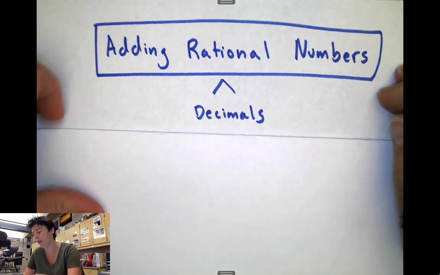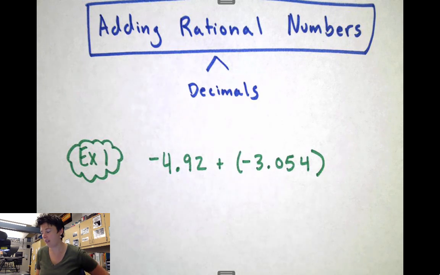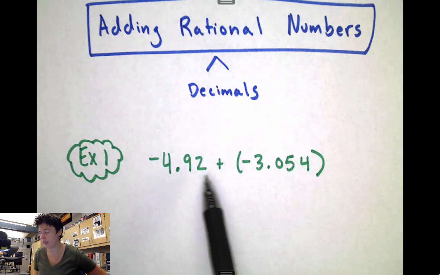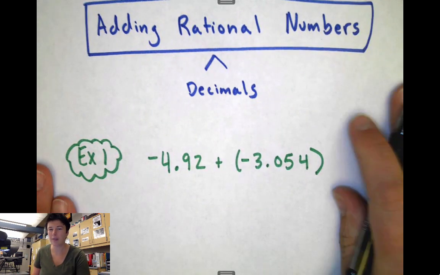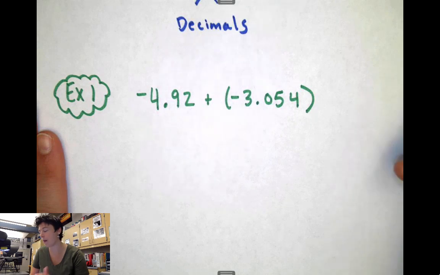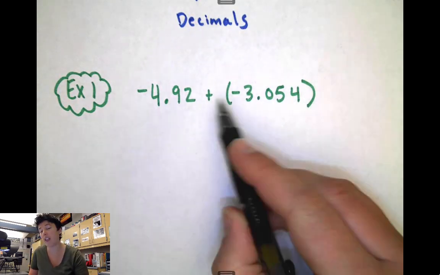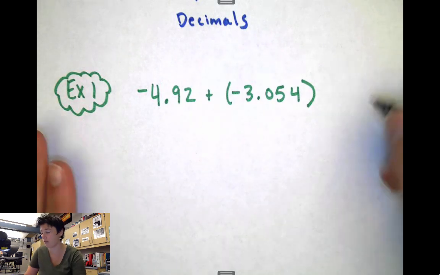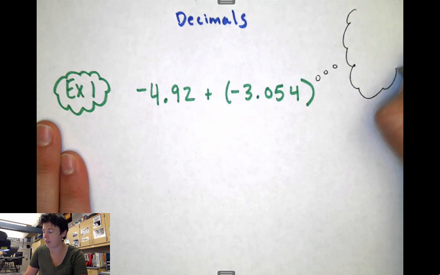So here's the kind of problems I am talking about. We'll do an example here. Negative 4.92 plus negative 3.054. Those are the kind of problems I'm talking about. So when I see this problem, my mind is thinking I need to remember my integer rules. I'm adding negative numbers, so I have to remember what the rules are. So I'm thinking in my head about this mostly, trying to memorize these rules.